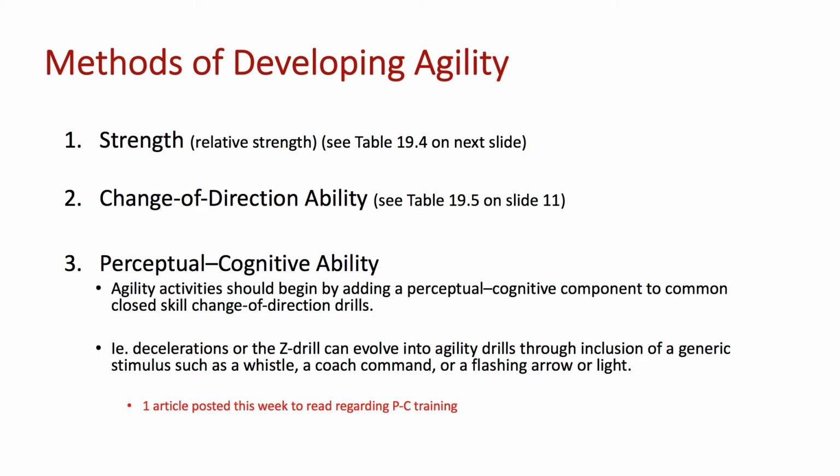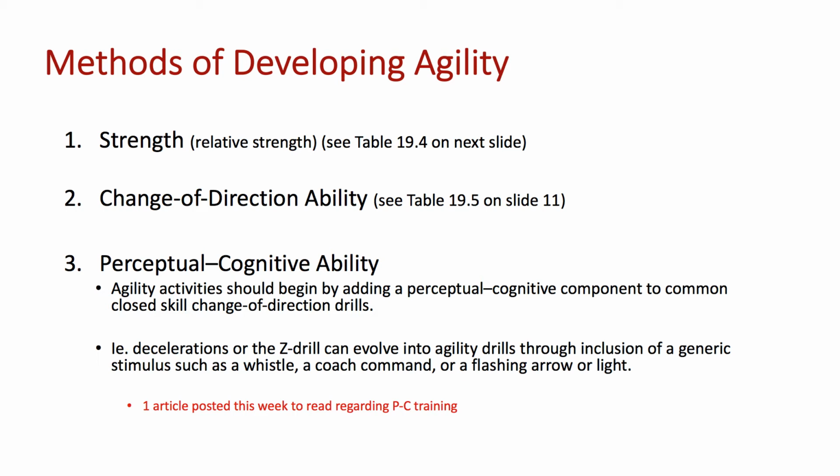And this is, agility exercises should begin by adding a perceptual cognitive component to common closed skill change of direction drills. So what does this mean? Well, when you're doing decelerations or the Z drill, these can evolve into agility drills through inclusion of a generic stimulus such as a whistle, a coach command saying stop or go, or a flashing arrow or a light telling the athlete which direction they should go. So there's a change of direction, but they have to be able to identify it through their brain and make the connection from their brain to their muscles to change.